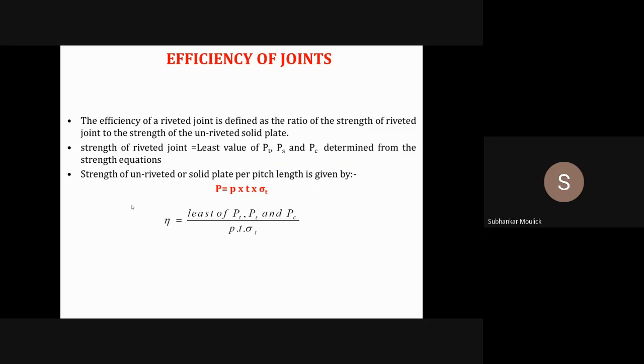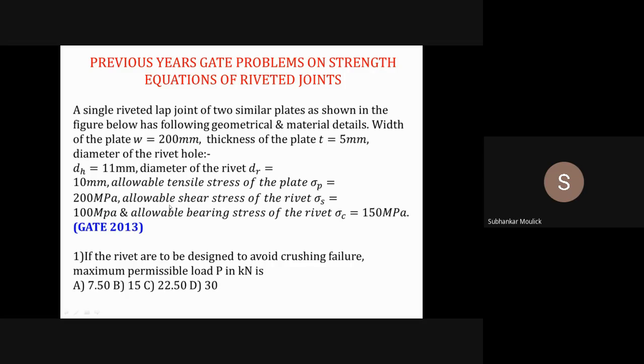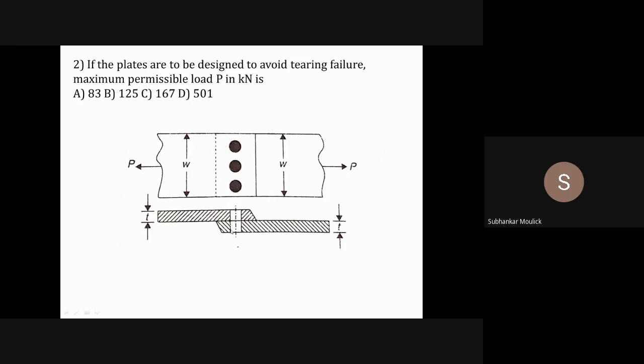Now let us solve one previous year GATE problem, which was asked in the year 2013 from these particular topics. The question is a single riveted lap joint. A figure is given to you. This is one plate, this is another plate. Thickness of both the plates is t, and in order to join both the plates by lap joint, we have joined them by one single rivet. W is the width of the plate, and P is the tensile load acting on the plate.